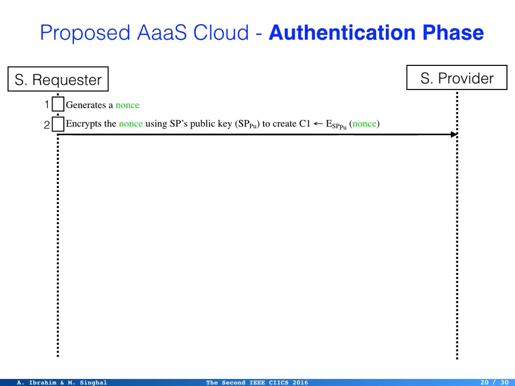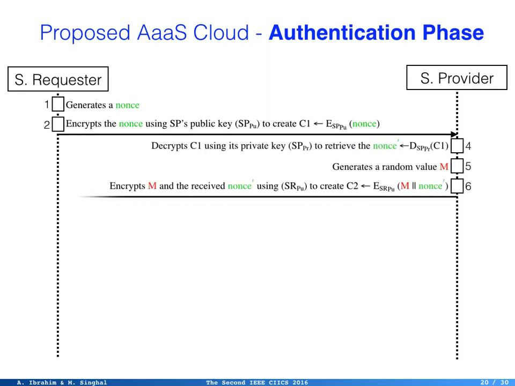In the authentication phase, the service requester generates a nonce unique to this session and sends it to the service provider in order to prevent intruders from trying to replay messages in the future. The service requester encrypts the nonce using the service provider's public key to create C1 and sends C1 to the anticipated service provider. The service provider then decrypts C1 to retrieve the nonce, then generates a random value M. It then encrypts the concatenation of M and the received nonce using the service requester's public key to create C2 and sends C2 to the service requester.